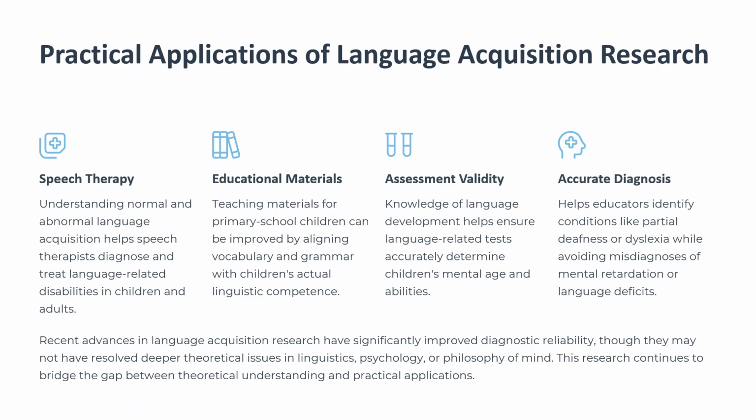Accurate diagnosis helps educators identify conditions like partial deafness or dyslexia while avoiding misdiagnosis of mental retardation or language deficits. Recent advances in language acquisition research have significantly improved diagnostic reliability, though they have not resolved deeper theoretical issues in linguistics, psychology, or philosophy of mind. This research continues to bridge the gap between theoretical understanding and practical applications.